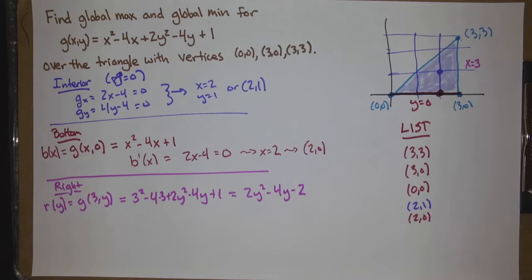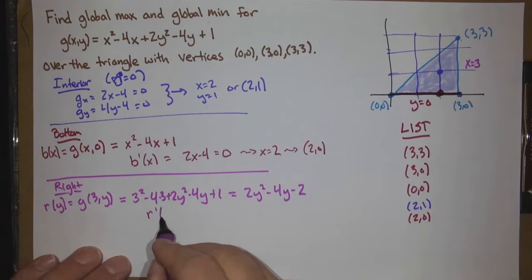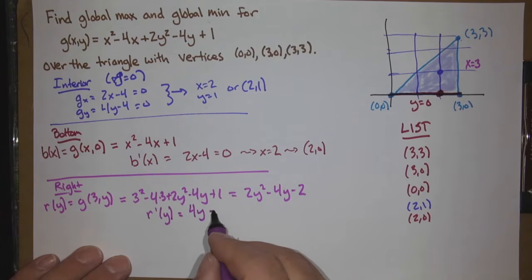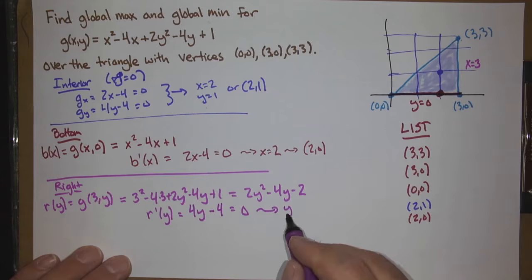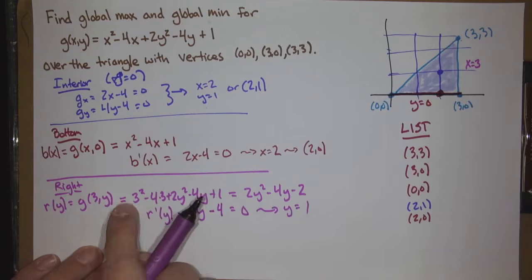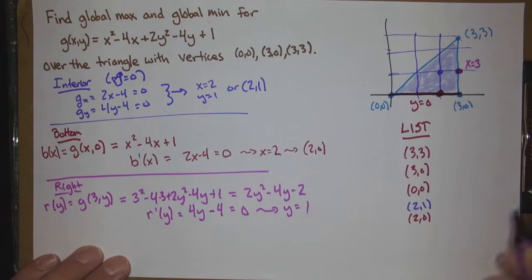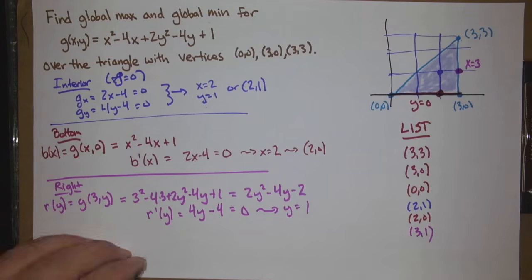A function of one variable. We're reducing dimension. So we use our Calc 1 tools. So we take the derivative. What's the derivative turn out to be? 4y minus 4. Set the derivative equal to 0. What point do we get? Y equals 1. And so that corresponds to 3 comma 1, which is here. Is that going to be on our list? Yes. All right. Well, that leaves us with the other one.